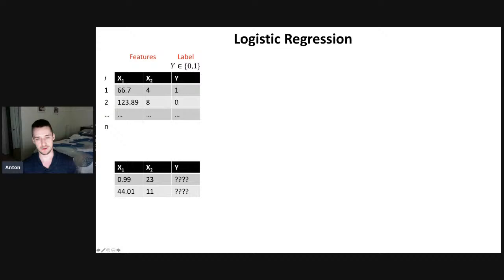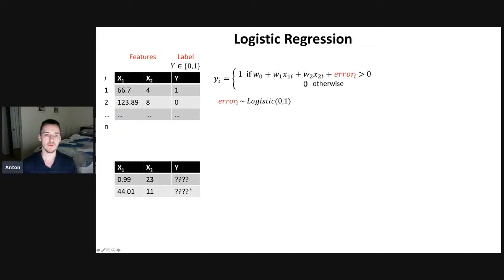For example, I don't know, like cancerous and non-cancerous cells. And here we want to predict the label for these two examples. So this is how we set up the problem, the model. So we have our linear equation, and we have, again, an error term that is distributed according to the logistic distribution, the standard logistic distribution in this case.